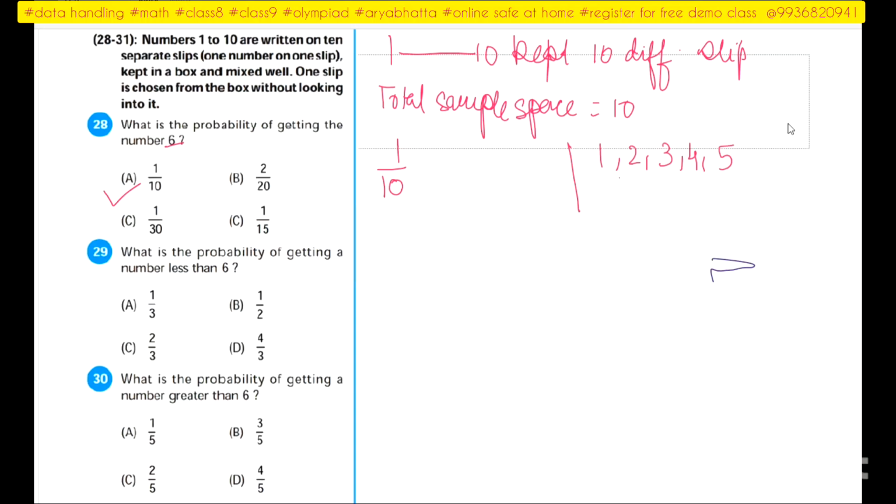We have 1, 2, 3, 4, 5 as numbers less than 6. So 5 total and total sample space is 10. So it is 1 by 2. The answer will be 1 by 2.